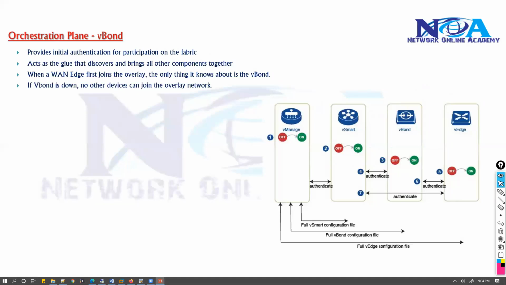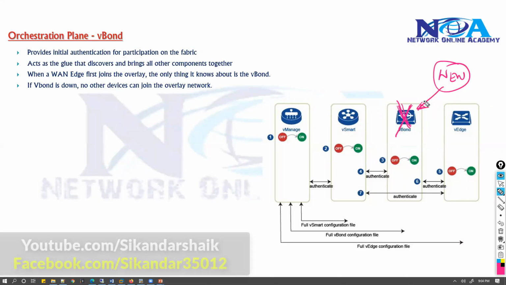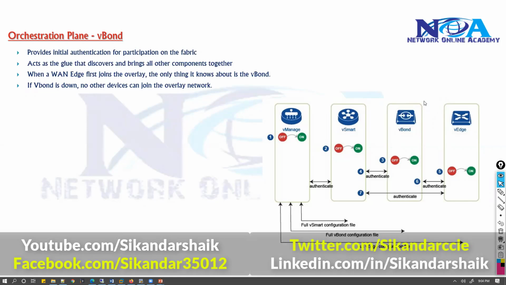Again, as I said, if the vBond is down, no other devices can join the overlay network. Any existing devices can still work if the vBond is down. But if I'm going to add a new device, the first point of contact will be vBond. So if the vBond is down, new devices cannot join. But other devices which are already existing parts of the network can still forward the traffic and remain a part of the network.